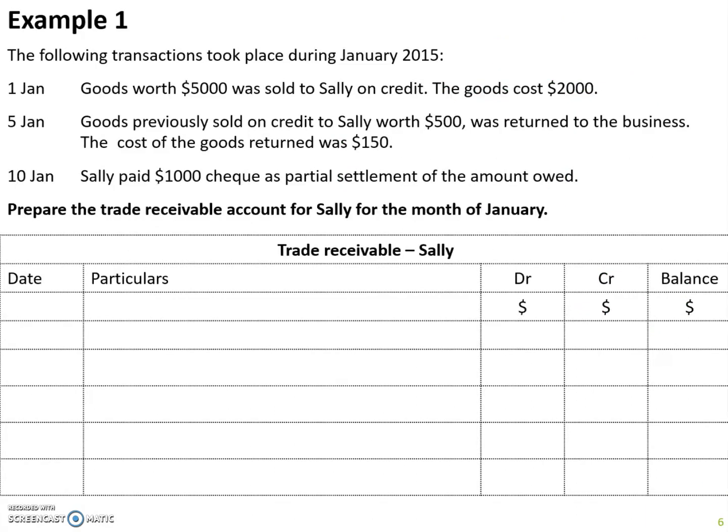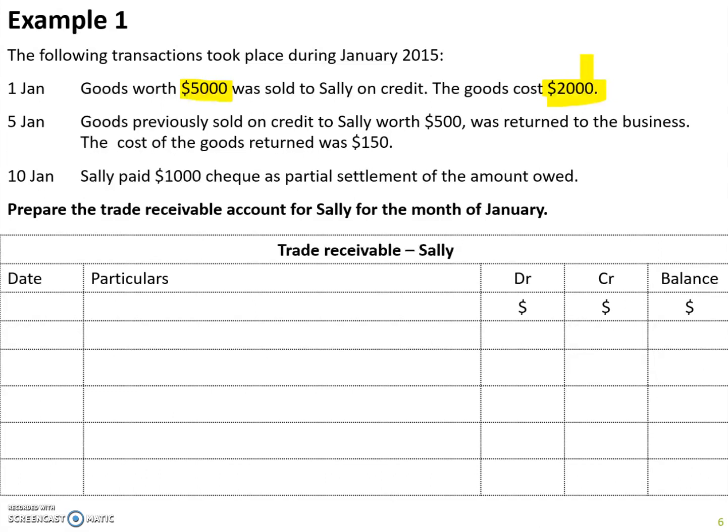Okay, next, let's take a look at this question. They say that on 1st Jan, goods worth $5,000 were sold to Sally on credit. The goods cost $2,000. Okay, notice that there are actually two figures in this question. The first one is $5,000. Okay, the second one is $2,000. Okay, now the question is, which figure to use, which number to use? So always go back to your journal entry.